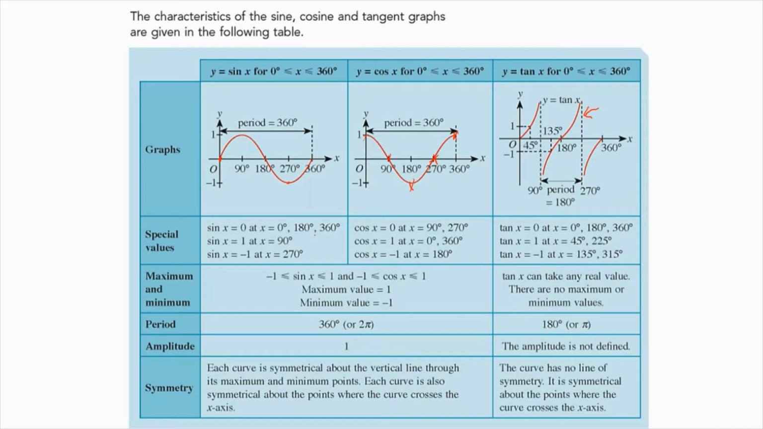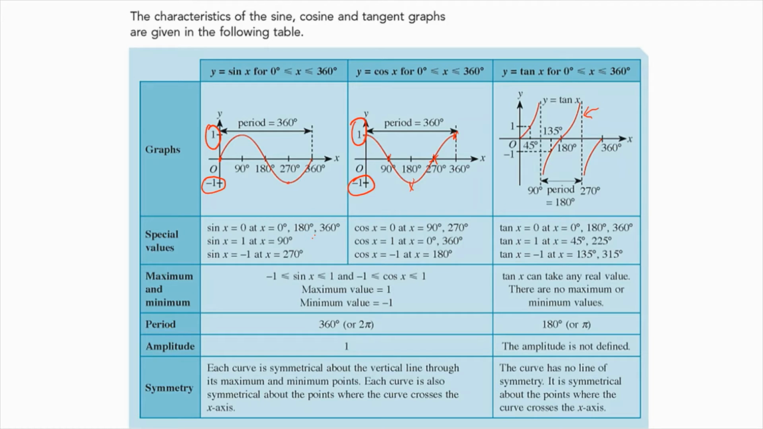The maximum and minimum value for the sine and cosine graphs is from negative 1 to 1. You can see the minimum value is negative 1 for sine and cosine, and the maximum value is 1 for both. What about tangent x? Tangent can take any real values. There are no maximum or minimum values, so we cannot have a maximum or minimum value for tangent x.